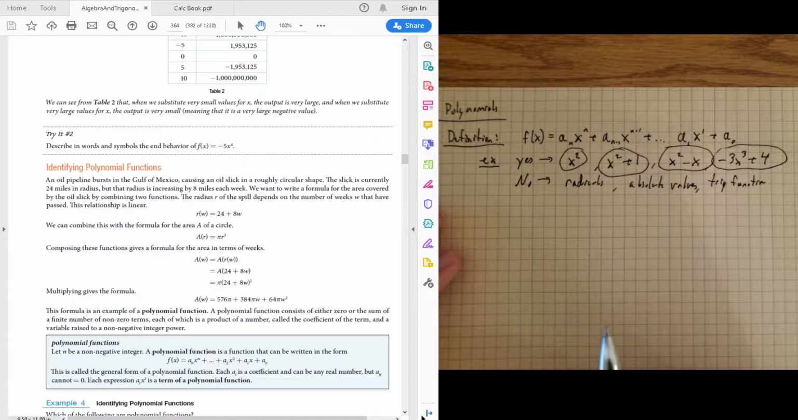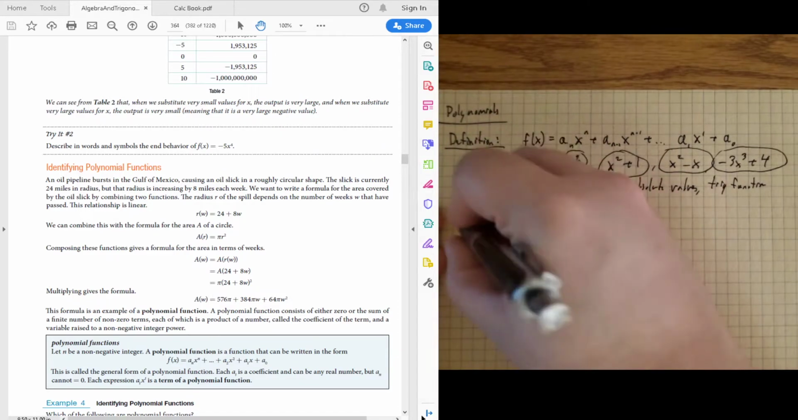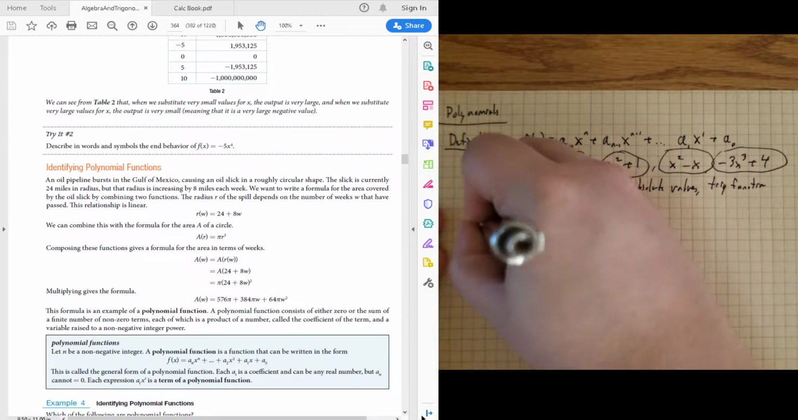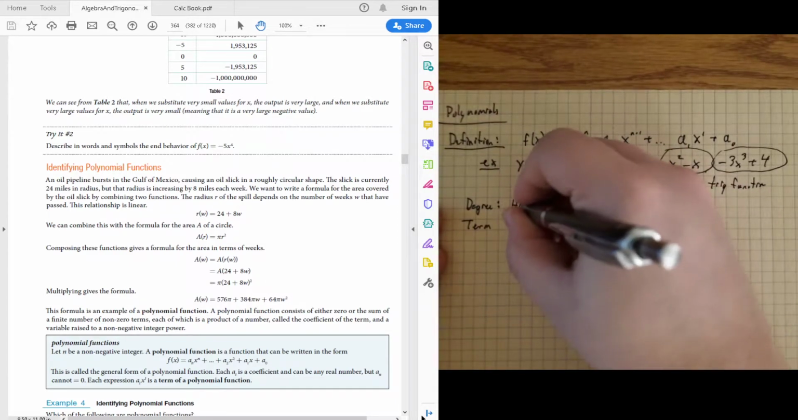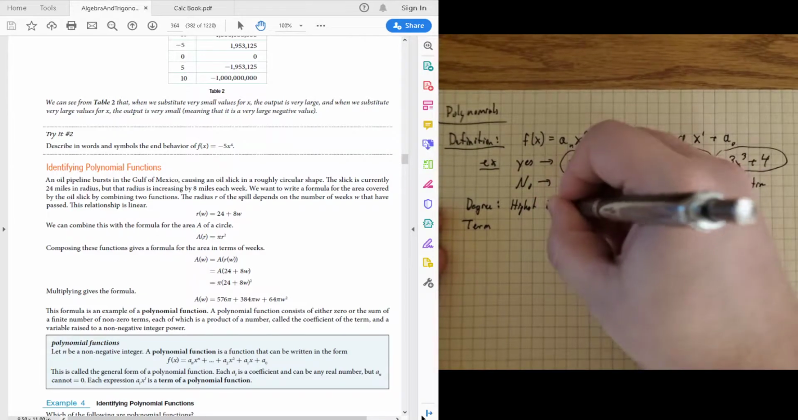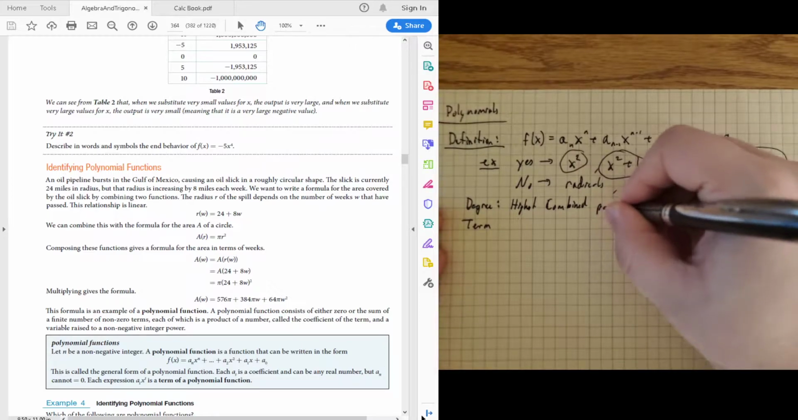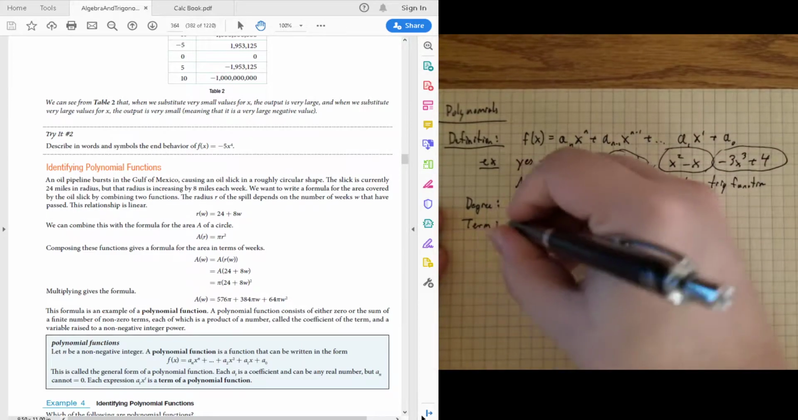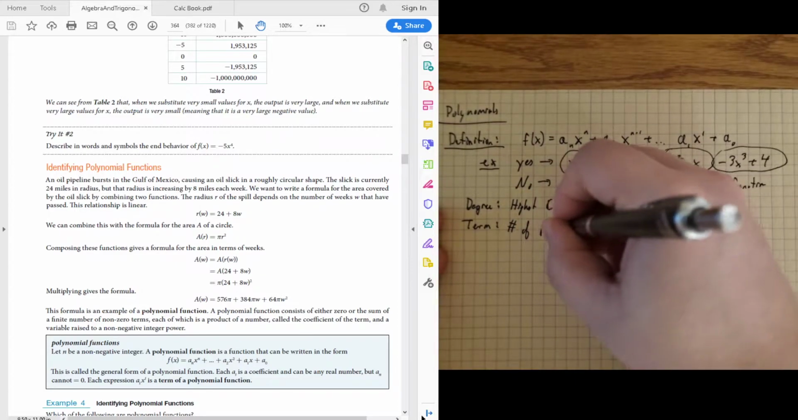Now, when it comes to a polynomial, there's two major things you want to remember. And these two things are the degree versus the term. The degree is the highest combined power. The term is the number of pieces.